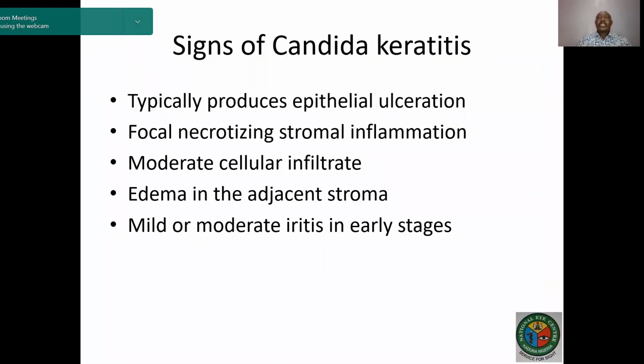For Candida, it typically produces epithelial ulceration. The ulceration we see in Candida keratitis is usually worse, unlike the filamentous fungi. Focal necrotizing stromal infiltrations and inflammations are also very typical in Candida infections. There may be moderate cellular infiltration, and edema in the adjacent stroma may also be minimal or mild.